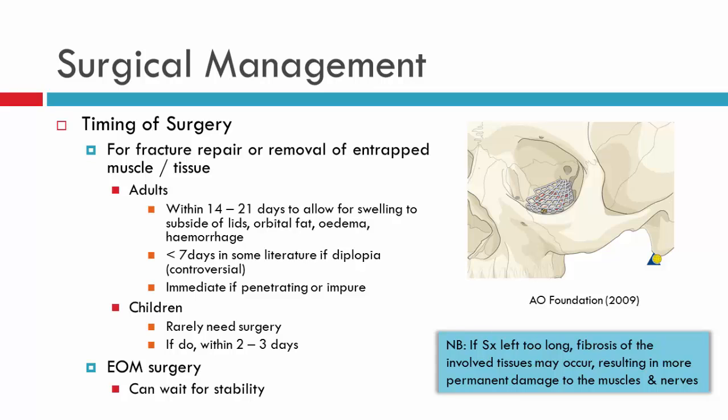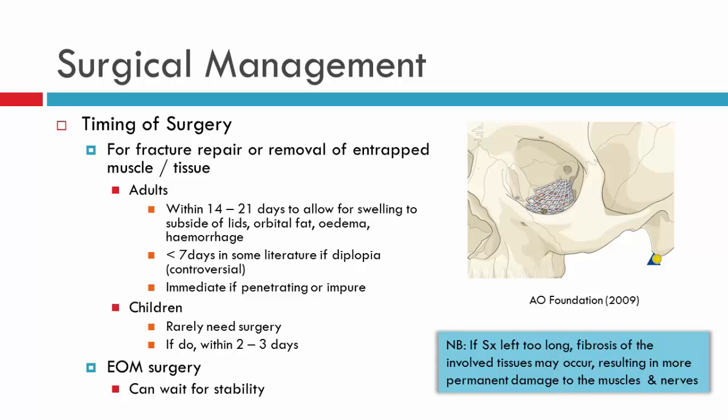In terms of early surgery, the reason we do early surgery is to repair significant fractures or to remove entrapped muscle. And it's important that that is done early, because if left too long, fibrosis can occur, and it can actually result in more permanent damage to the muscles and nerves.